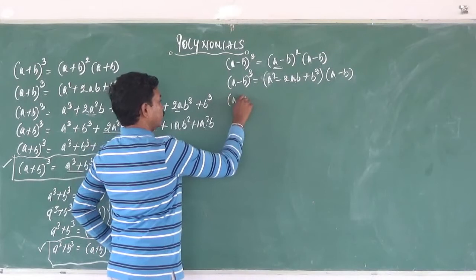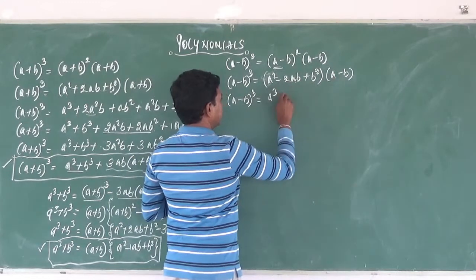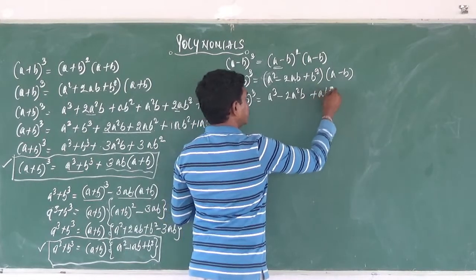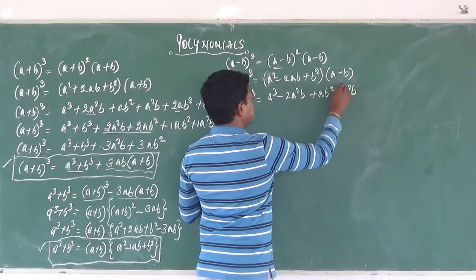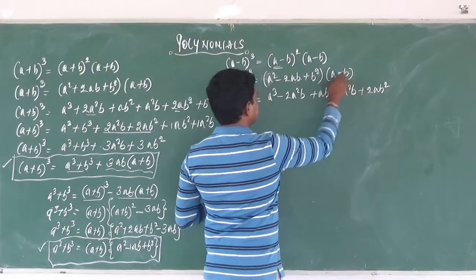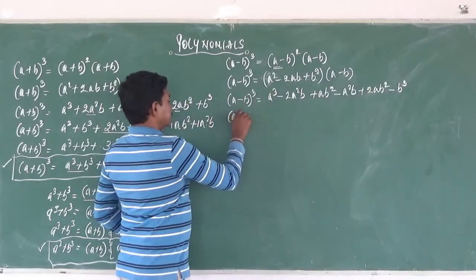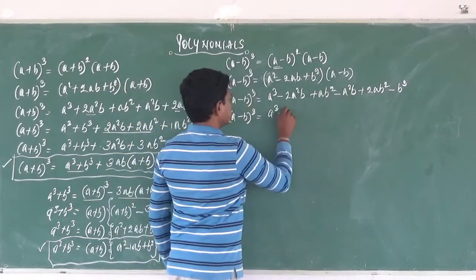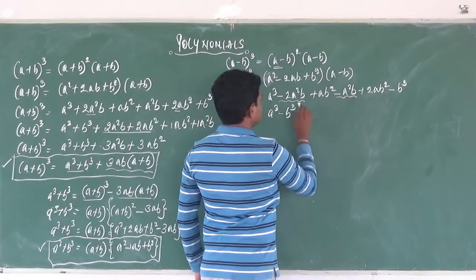So a minus b whole cube is equal to a into a square is a cube, a into minus 2ab is minus 2a square b, a into plus b square is plus ab square, minus b into a square is minus a square b, minus b into minus 2ab is plus 2ab square, and minus b into plus b square is minus b cube. Okay. So a minus b whole cube is equal to a cube. I will take this term, that is minus b cube. So minus 2a square b minus a square b. So these are the two like terms here.